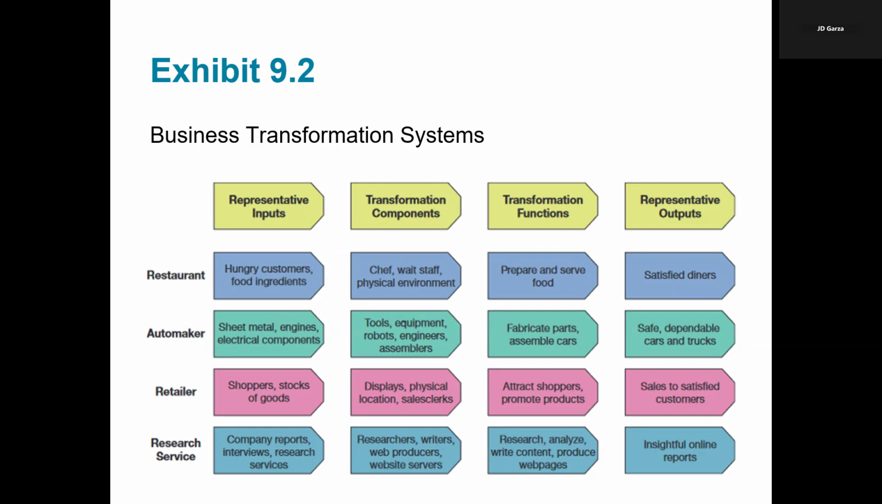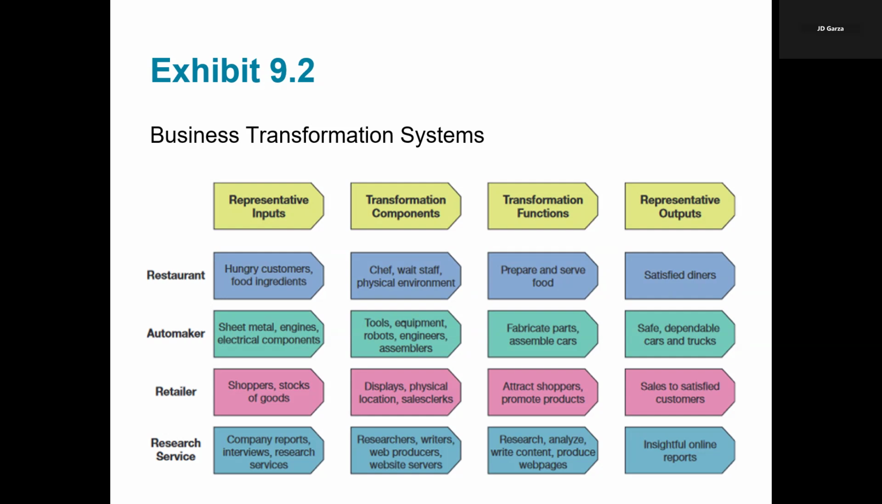Okay, so we have the representative outputs, which is what you see on the top left-hand corner in yellow. Now, those inputs are resources that kickstart the transformation process, but they vary across industries. Generally, they may include raw materials, labor, technology, even customer demand. So let's say restaurants there, those inputs include the hungry customers and the food ingredients. On the retailer, those inputs involve the shoppers and the stock goods. Now, these inputs represent the raw materials that organizations use to start the production or even the service process.